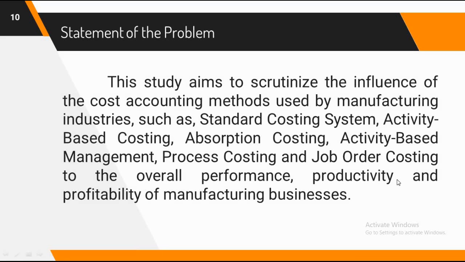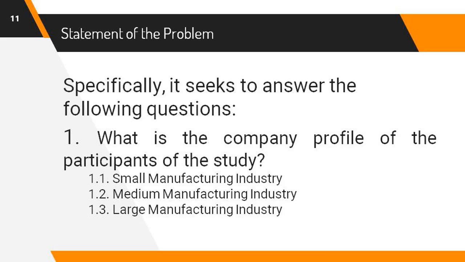Now, let us proceed to the statement of the problem. This study aims to scrutinize the influence of the cost accounting methods used by manufacturing industries such as standard costing system, activity-based costing, absorption costing, activity-based management, process costing, and job order costing to the overall performance, productivity, and profitability of manufacturing businesses. Specifically, it seeks to answer the following questions.